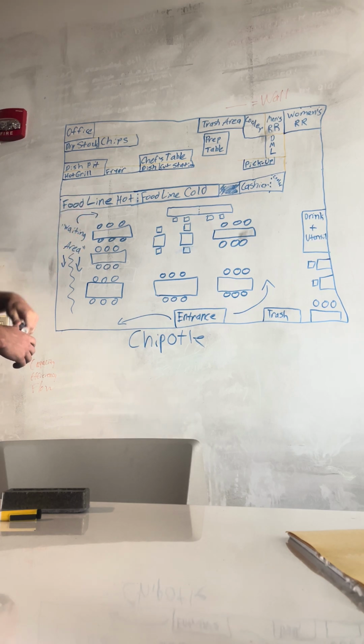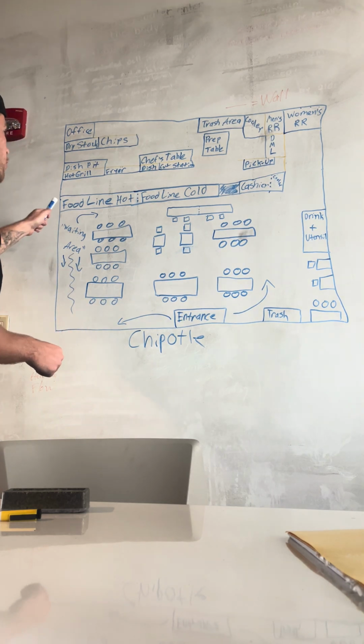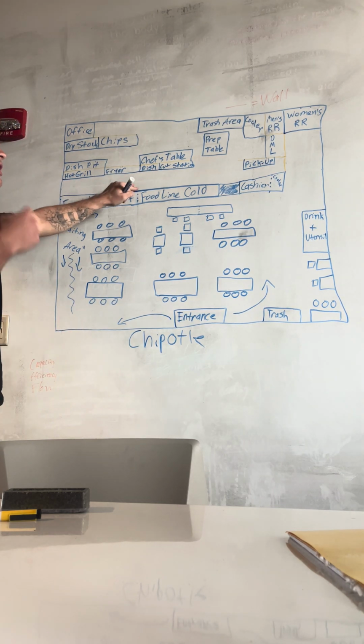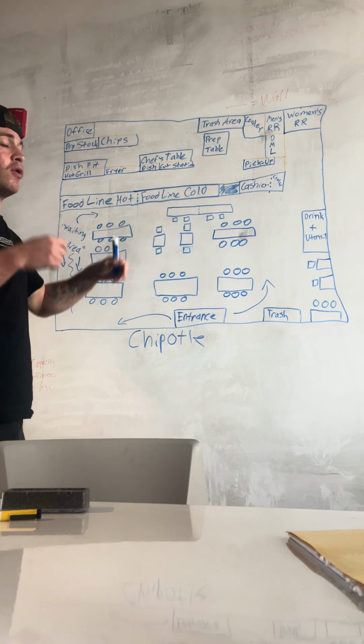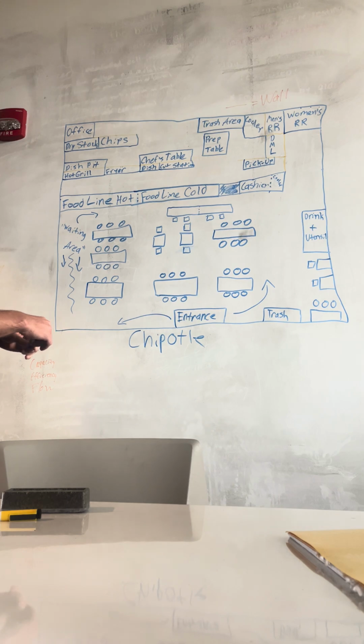We have our food line. So this is our hot products, all of the meats, rices, queso, vegetables, and things like that. So you go through and you order that with a person who's working here. And then there's also the cold side. So you have sour cream and cheese, salsas and guacamole, and things like that.